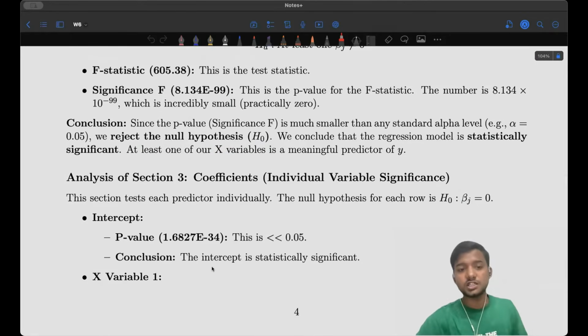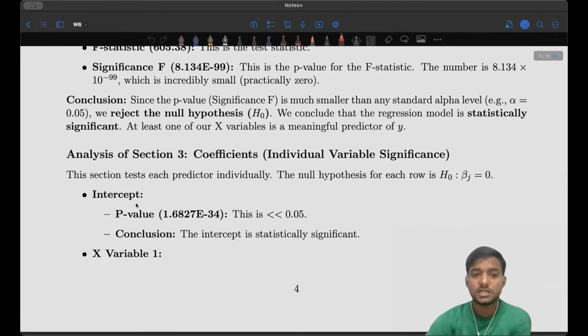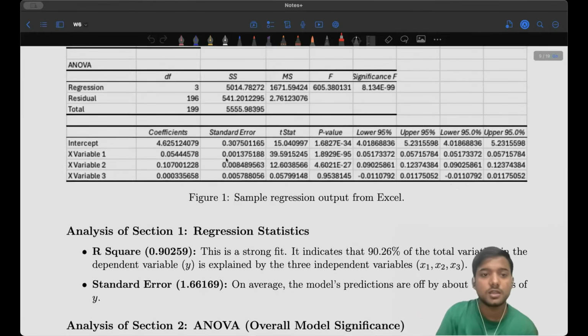Then coming to the coefficients part, these are for the intercept. The p-value for the intercept is this value. You see, this is the estimate and this is the p-value. If you look here, the p-value is 1.68 times 10 to the power minus 34. So this is also practically 0. All these values which you are seeing here are practically 0.